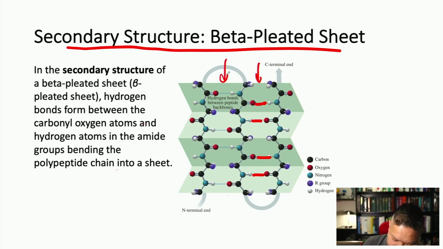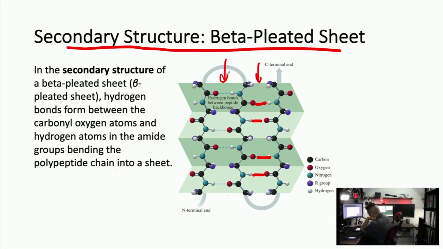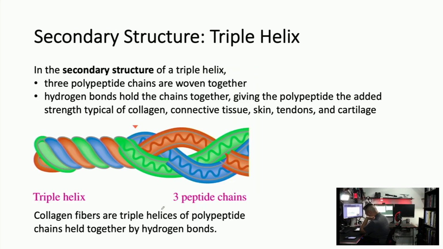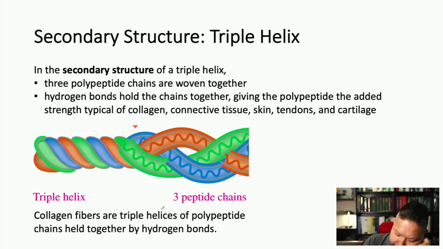It looks like a sheet of paper that's kind of ruffled, three-dimensionally, which is pretty neat. All right, moving on. Another one known as the triple helix is basically like an alpha helix with three of them wrapped with each other, right? Three peptide chains wrapped with each other.